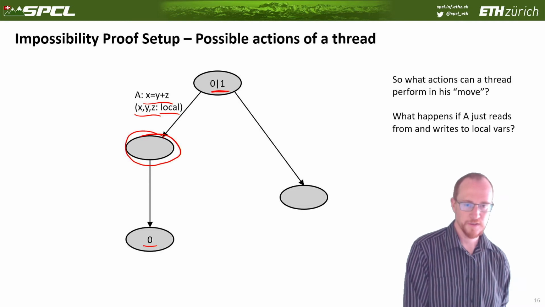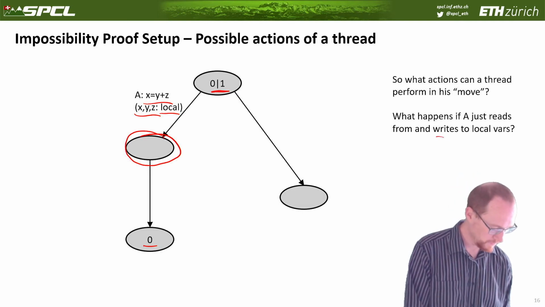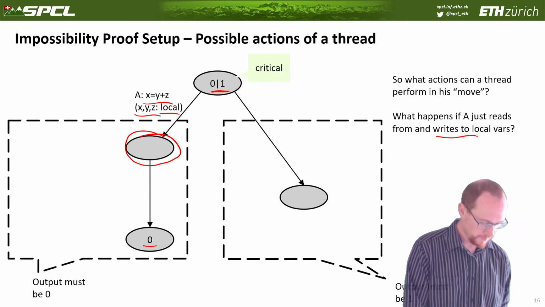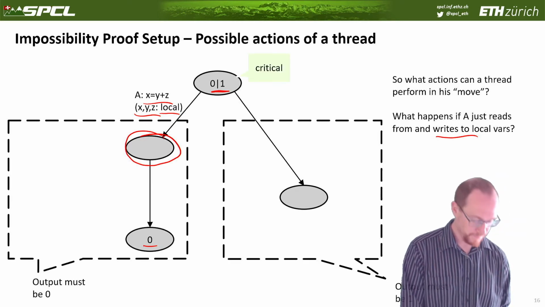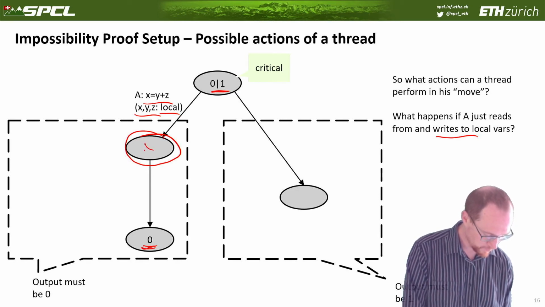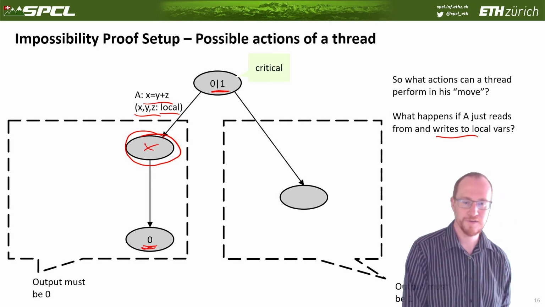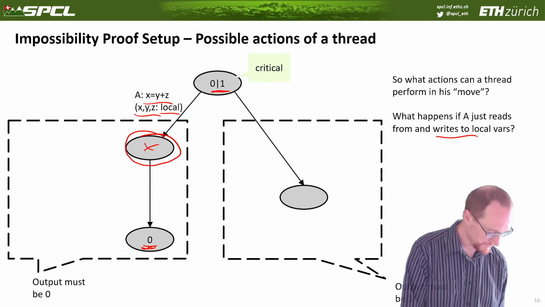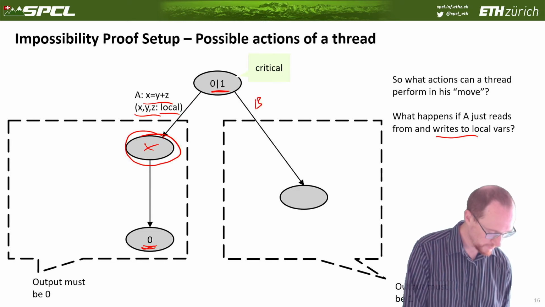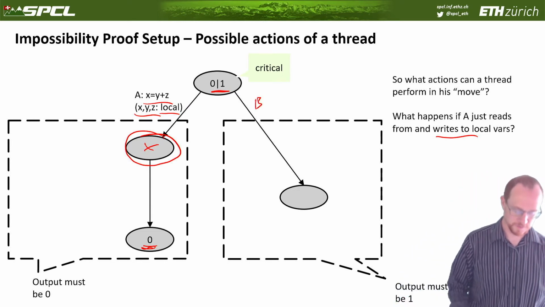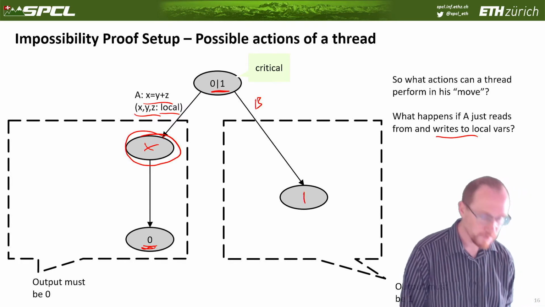Okay. So there's another question. What happens if A just reads from and writes to local variables? Well, as we know, if we are in this left side, here, this reading local variables must make a decision to go to 0. And on the right side, if B moves first, it must make a decision to go to 1, right? Because this is what we defined before.